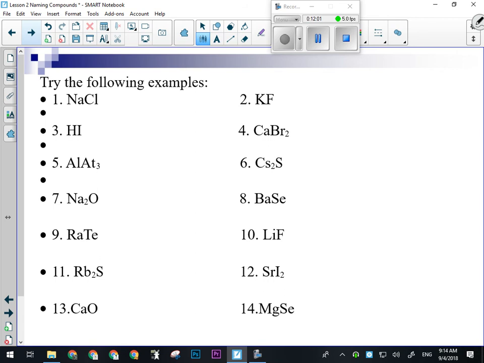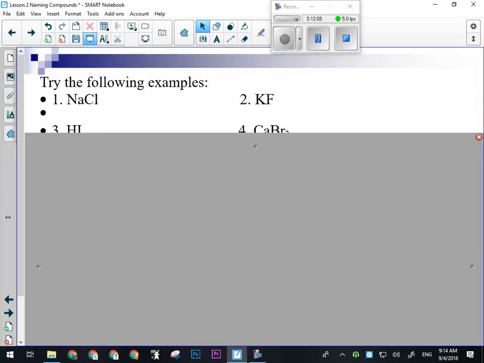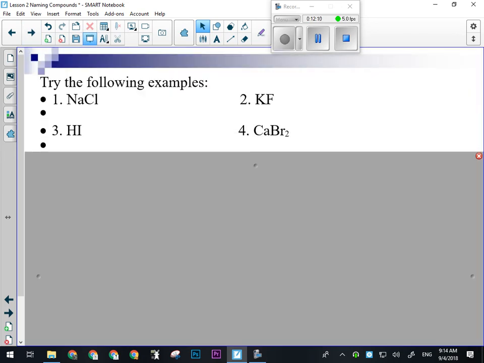Let's have you guys try just the first 4 for right now. Actually, I think you have them all in your notes package, but just for right now, the first 4. And then we'll go over them together and see how we do.